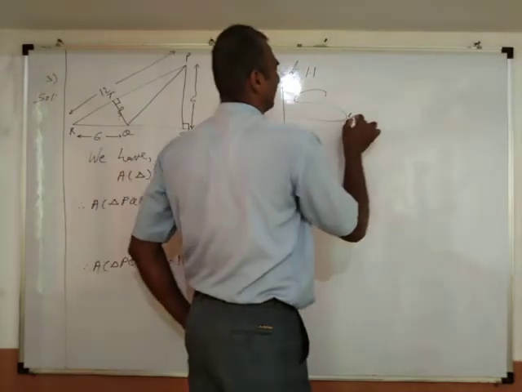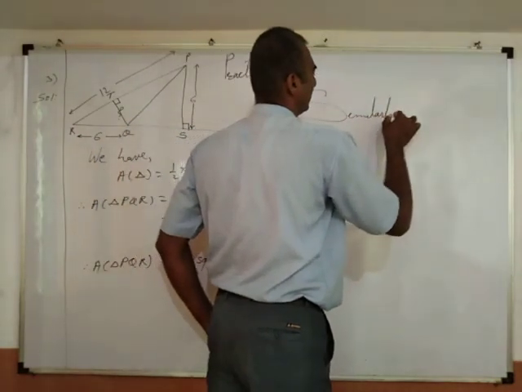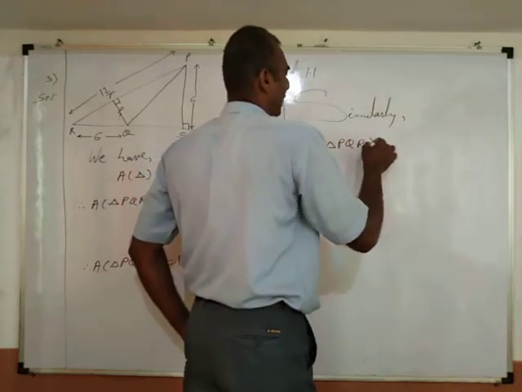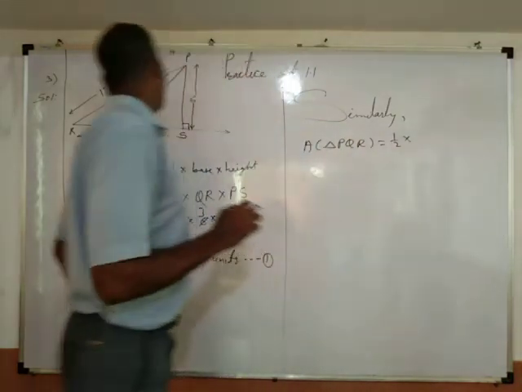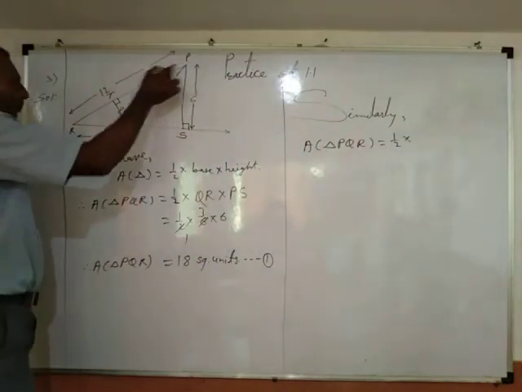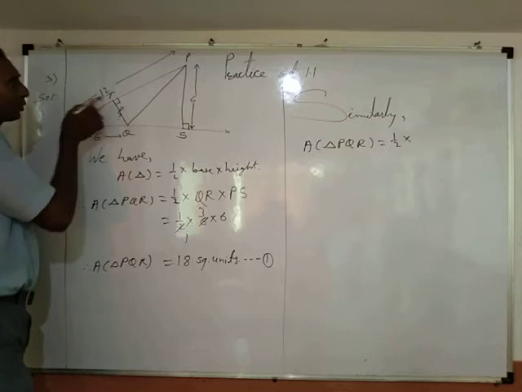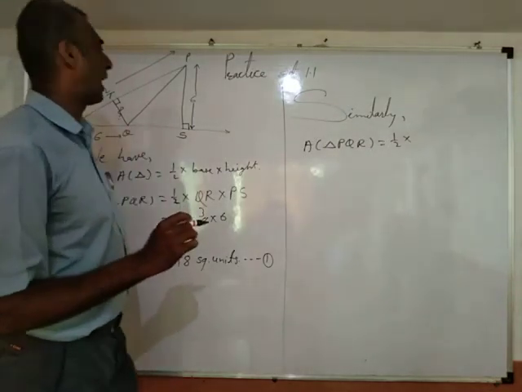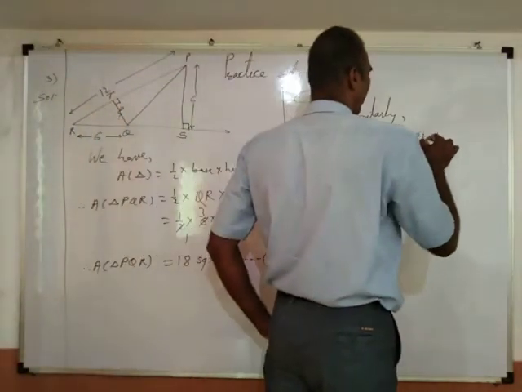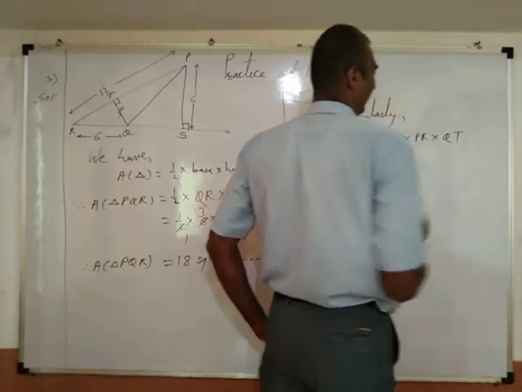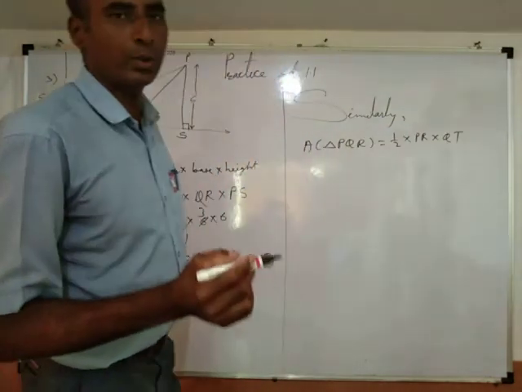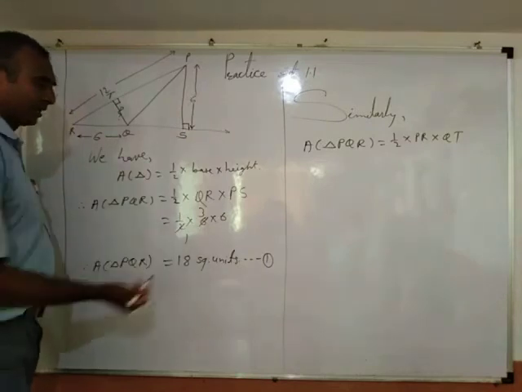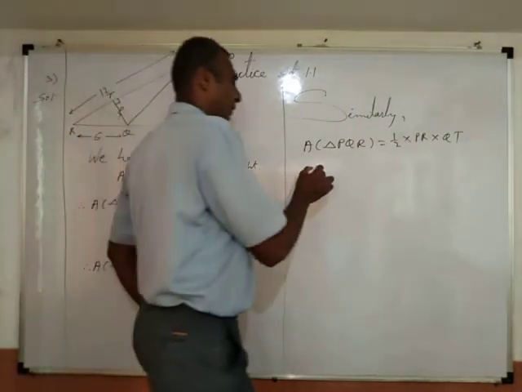Similarly, area of triangle PQR equals half into. Now with respect to PR as a base, say QT will work as height. That's why we can write area of triangle PQR equals half into PR into QT. Now let's put the values. We have area of triangle PQR as 18 square units. That's why we may put here.